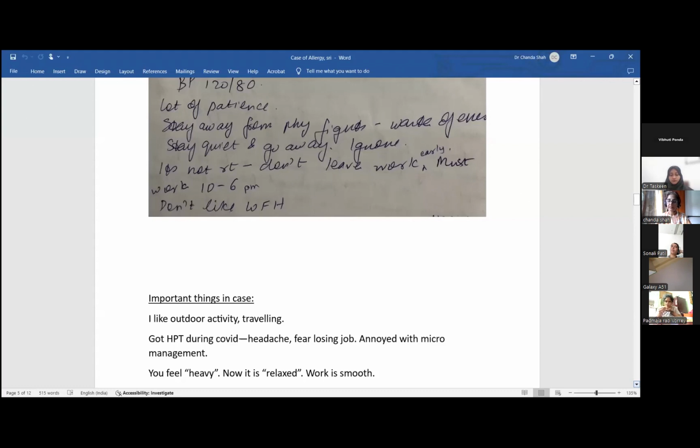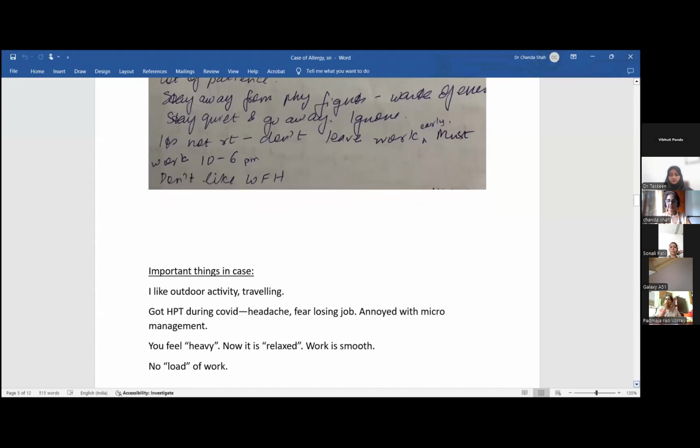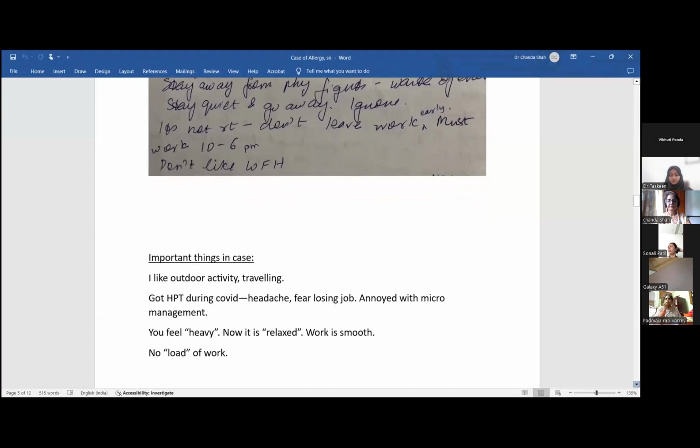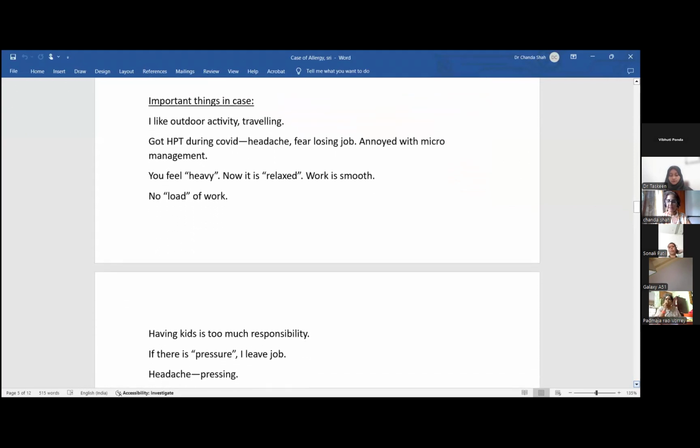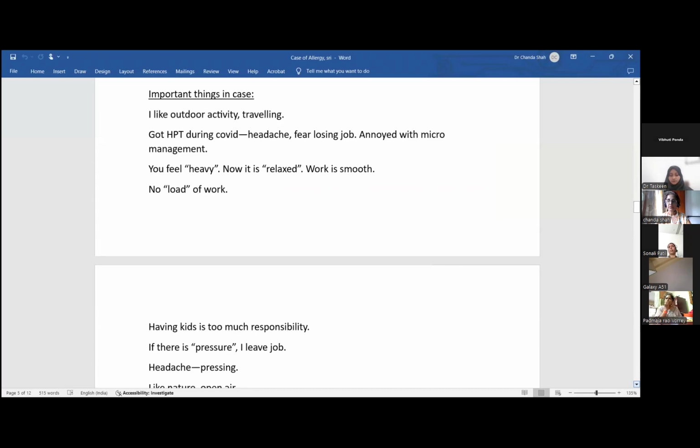So what are you getting here? One sensation and the opposite sensation, right? This is where you need to see a plant remedy. Then he said, there's no load of work now. After the boss left, there was no load of work. So heavy, relaxed, load. Then he said, having kids is too much responsibility. If there is pressure, I leave my job. And the headache is also pressing.